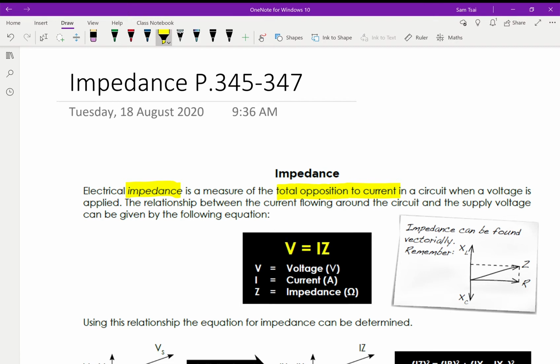After we know the concept of impedance, we can apply the same thing as Ohm's law. So in DC, V equals IR, and in AC, V equals IZ. Similar to reactance, but impedance is the total one. Remember, use the opposition to current. That's a better way to say it.